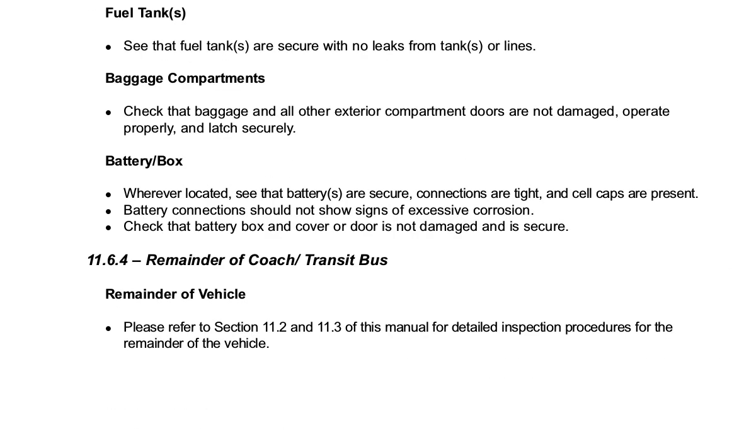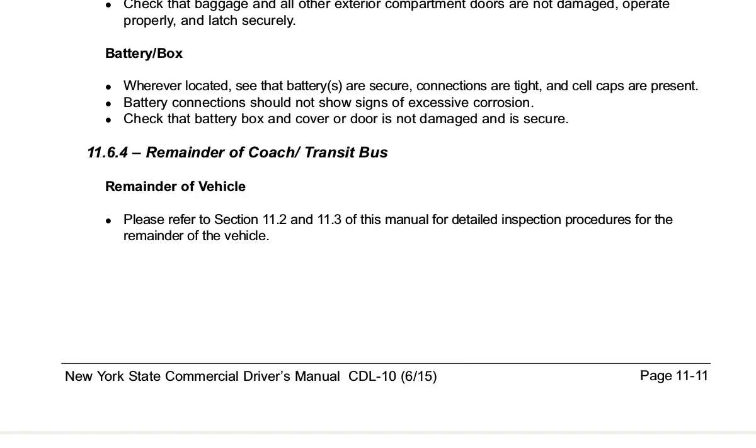Battery box. Wherever located, see the batteries are secure, connections are tight, and cell caps are present. Battery connections should not show signs of excessive corrosion. Check the battery box and cover or door is not damaged and is secure. Remainder of coach transit bus. Remainder of vehicle. Please refer to sections 11.2 and 11.3 of this manual for detailed inspection procedures for the remainder of the vehicle.